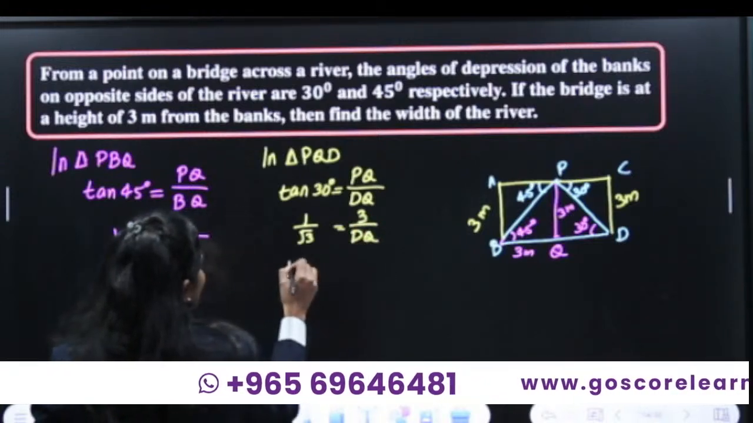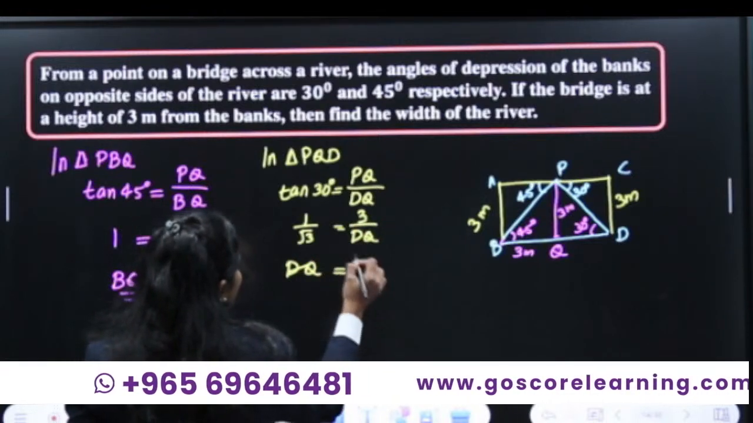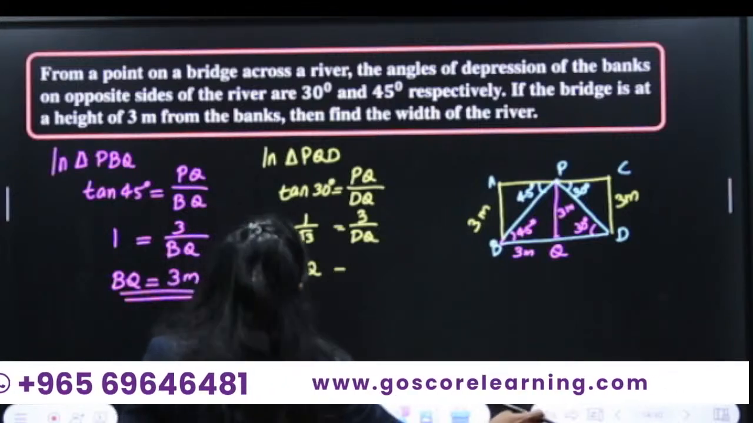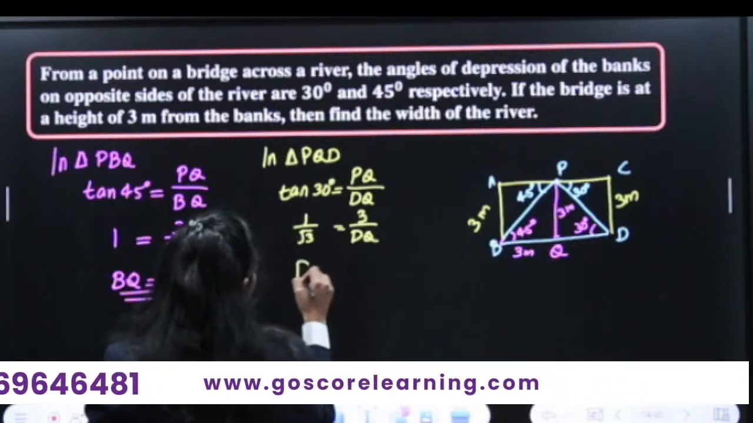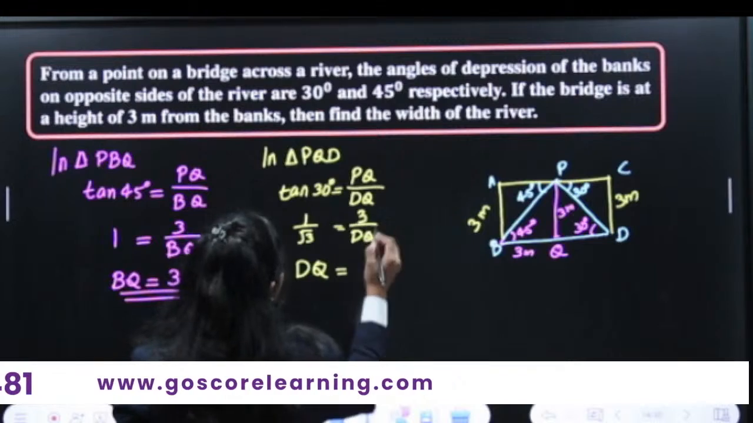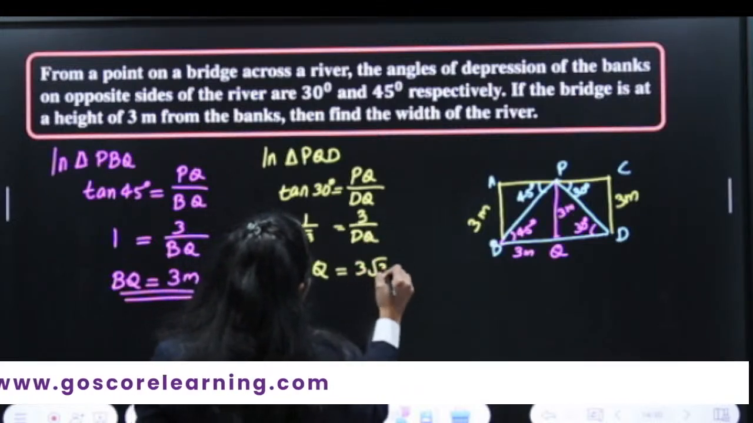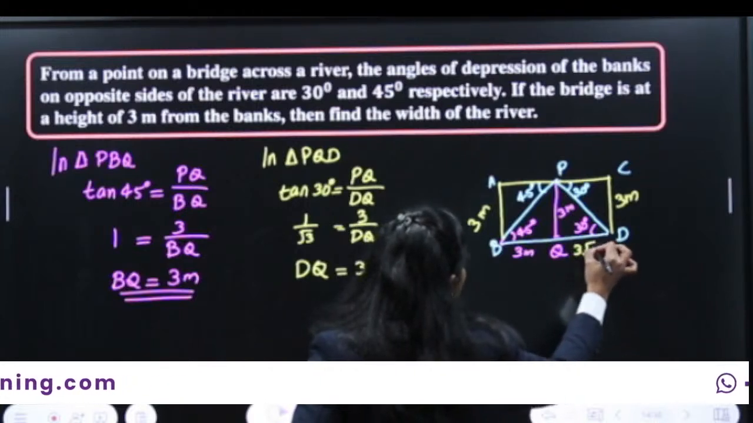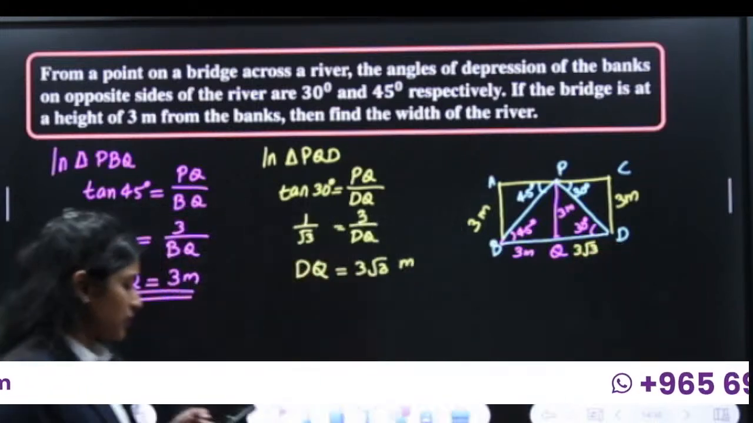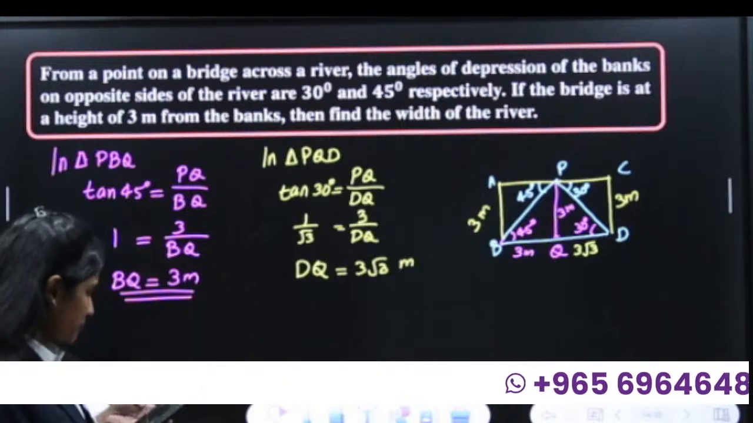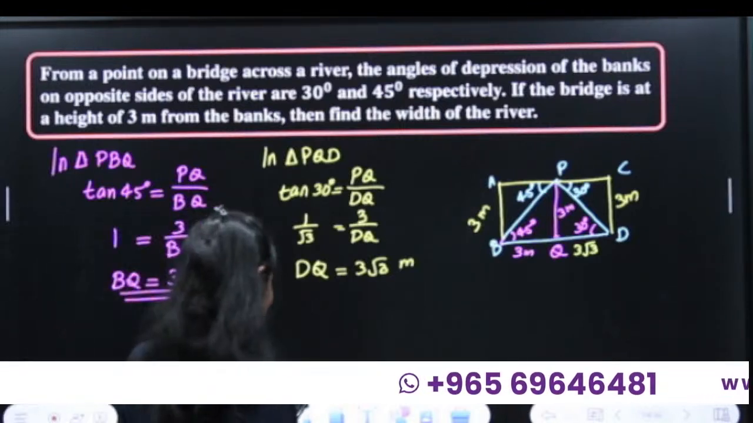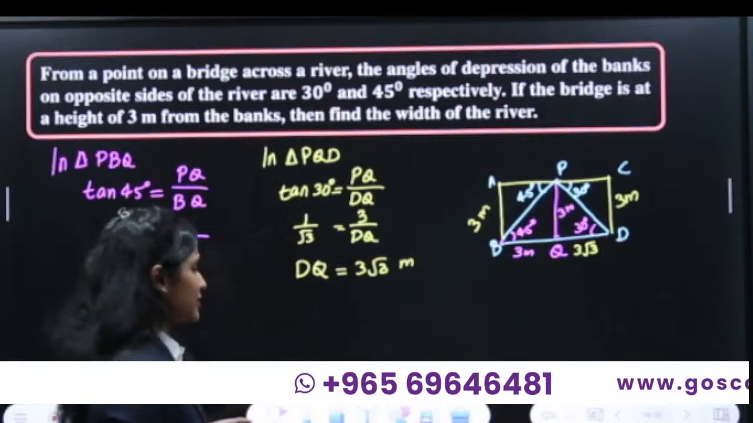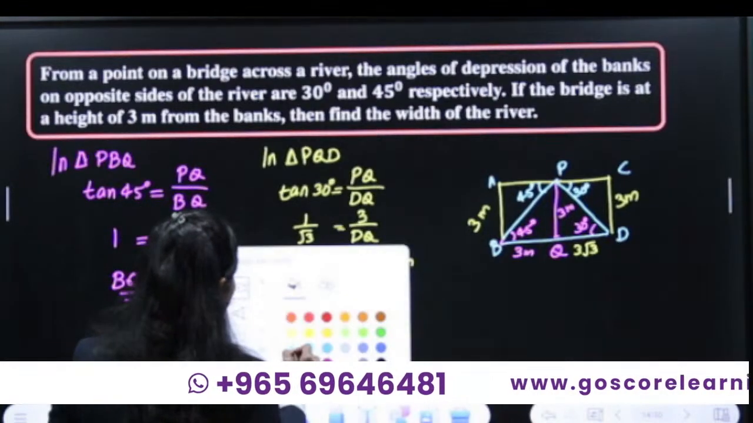So DQ is equal to, when we cross multiply, DQ is equal to 3 root 3 meter. So this much is 3 root 3. Now, what is the width of this river? We will come to correct answers. What is the width of the river? We need to find that, right?